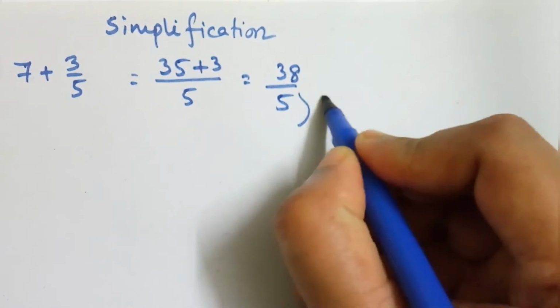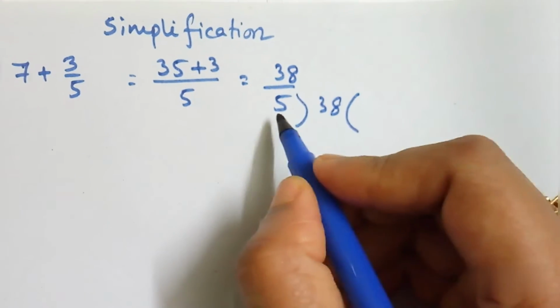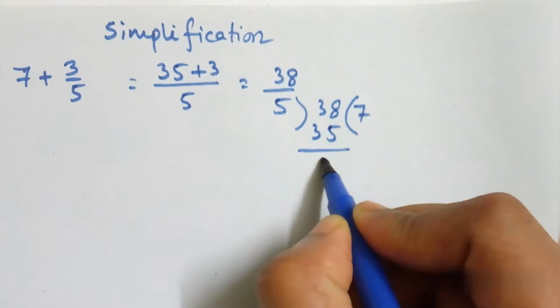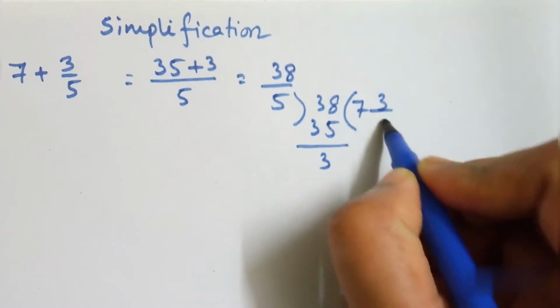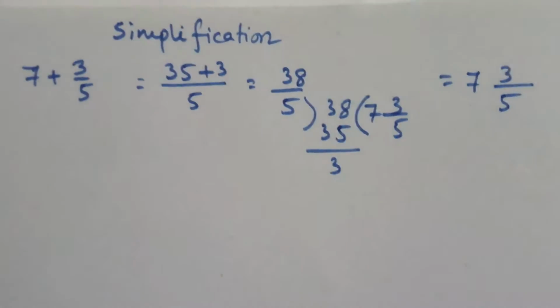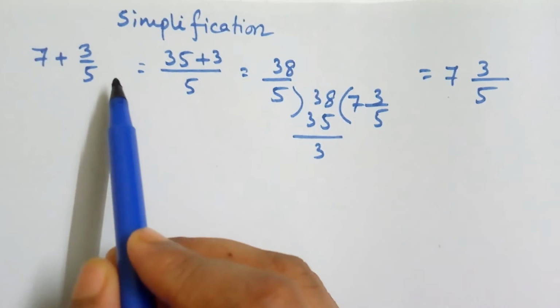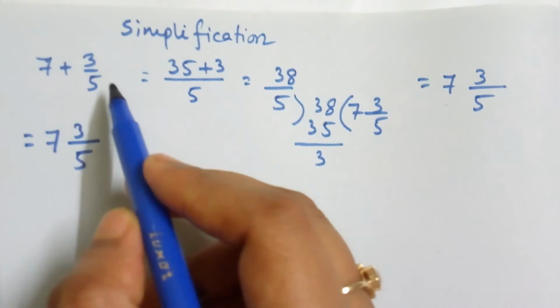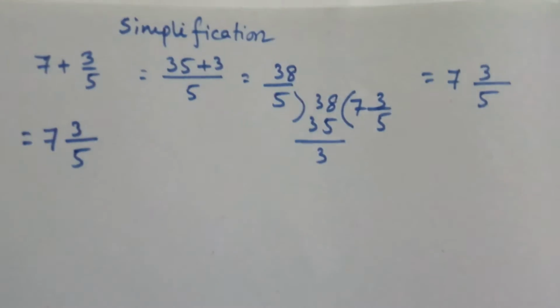Now you divide this number, you will get 7, and the remainder 3. So 7 3 by 5. But there is a trick. If the number is like this, simply write it down without the plus sign.